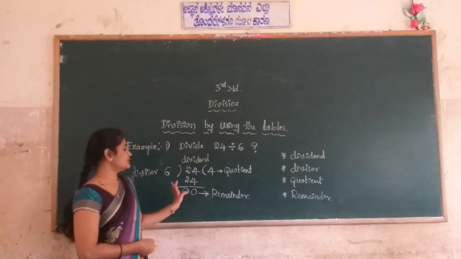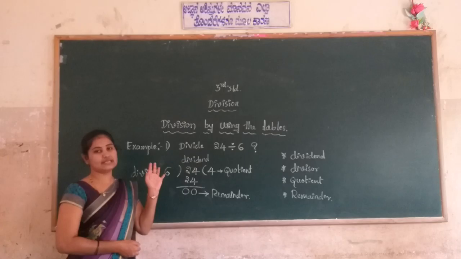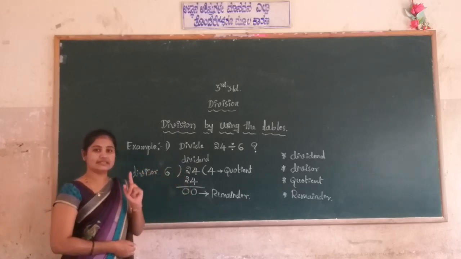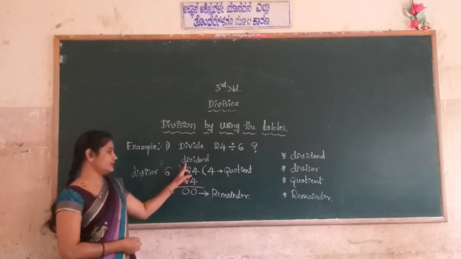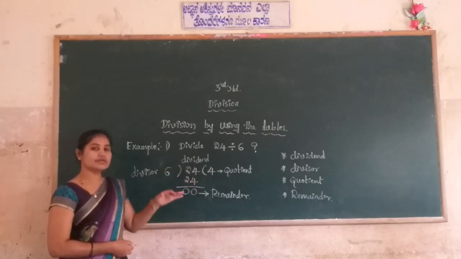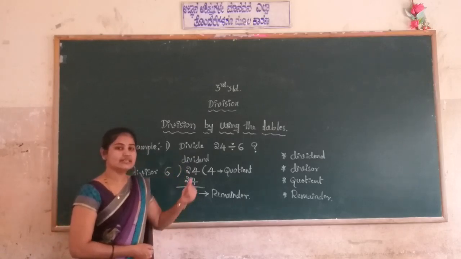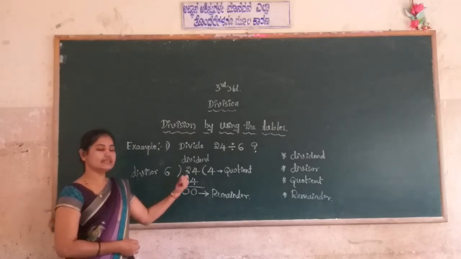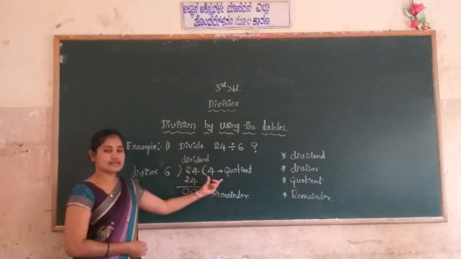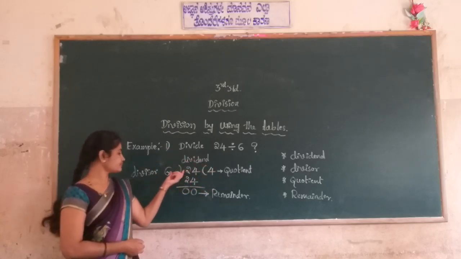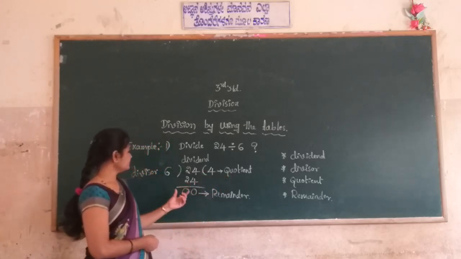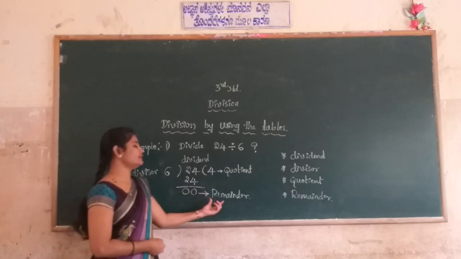Dear students, these four components are present in the division fact. The number which is divided, we call the dividend. In this example, 24 is the dividend. The number by which the dividend is divided, 6, is the divisor. The result or answer, 6 fours are 24, that is the quotient. After the subtraction, we get the remainder.